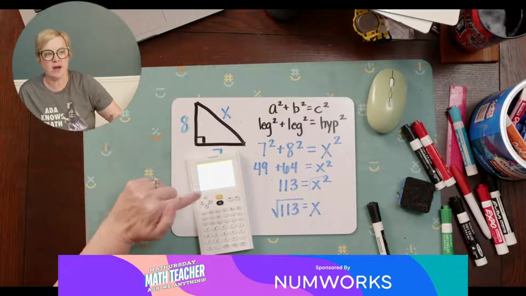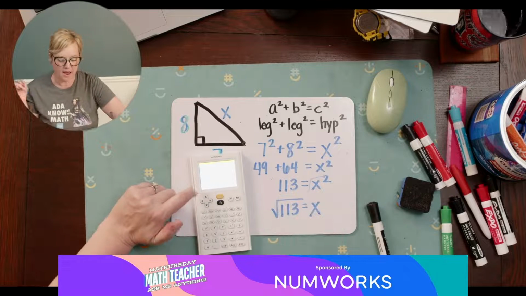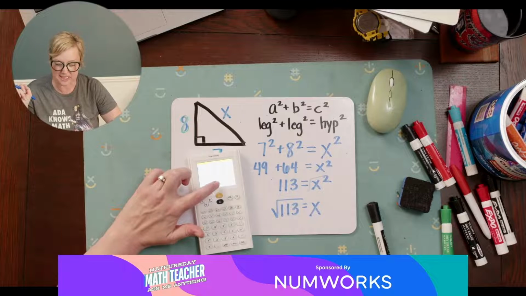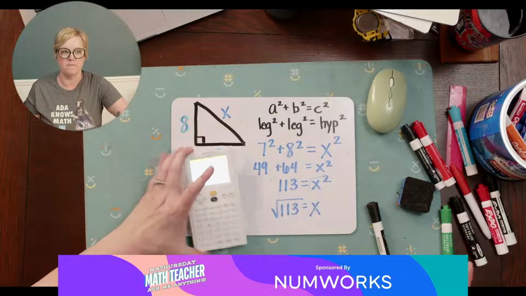So again, on my NumWorks calculator, it's kind of hard to see. I'll change the brightness a little bit. But when you put in square root of 113, it just gives me this 10.63014. So I know that it's not going to be simplified at all. Okay.